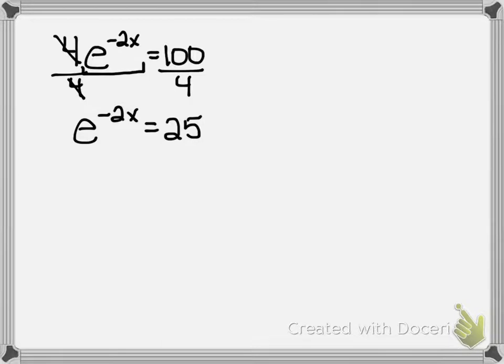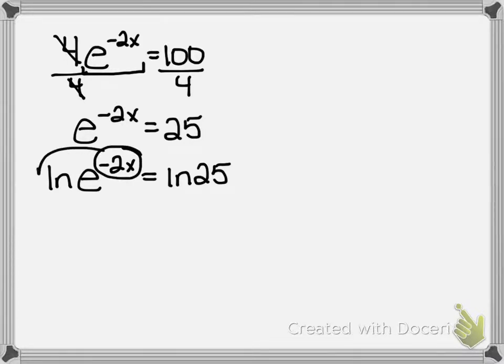And now I can take the second step, which is to take the same log of both sides. I'm going to go ahead and do natural log again. So natural log of e to the negative 2x is equal to natural log of 25. Step 3 says that this exponent inside of the log will now move down to the front. So I would have negative 2x times the natural log of e is equal to the natural log of 25.